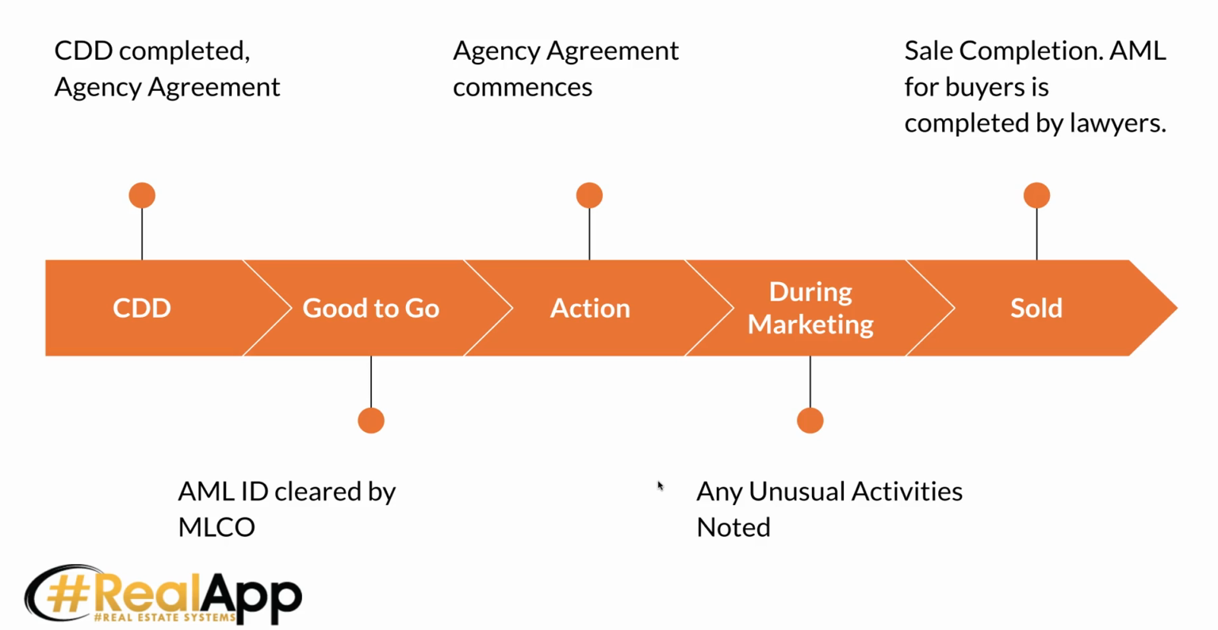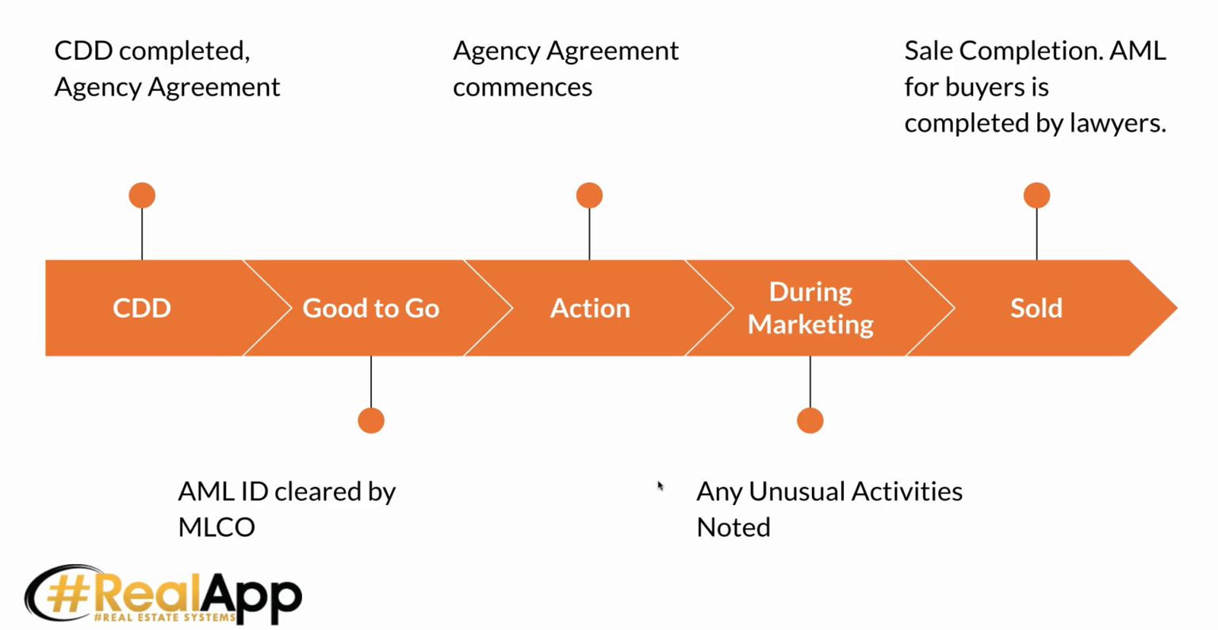Once it's filed with the MLCO, unless there's anything unusual about it, you would be in a position to continue with the commencement of service. That is, the agency agreement then commences, and your interaction. During the marketing phase, if there's anything that is unusual, make sure that you note very clearly and very carefully what those unusual activities might be. And there are many and varied.